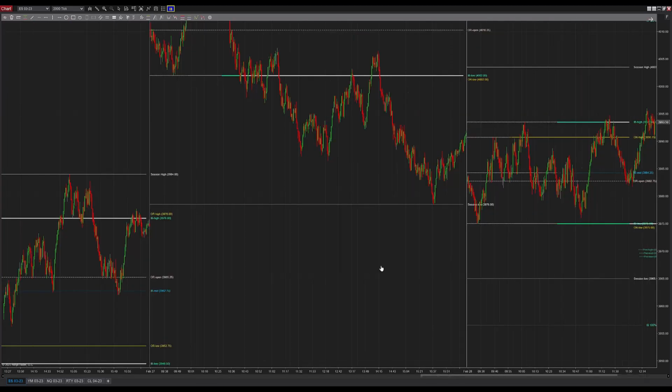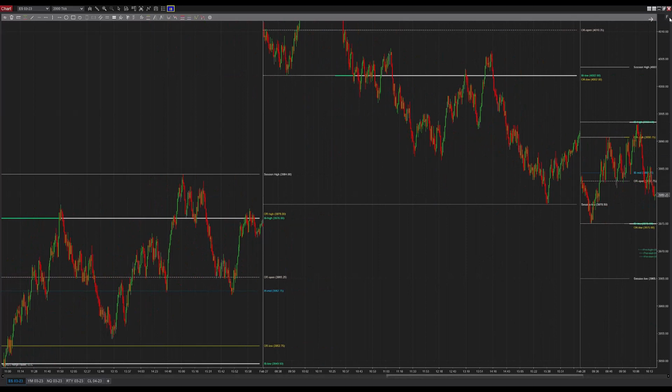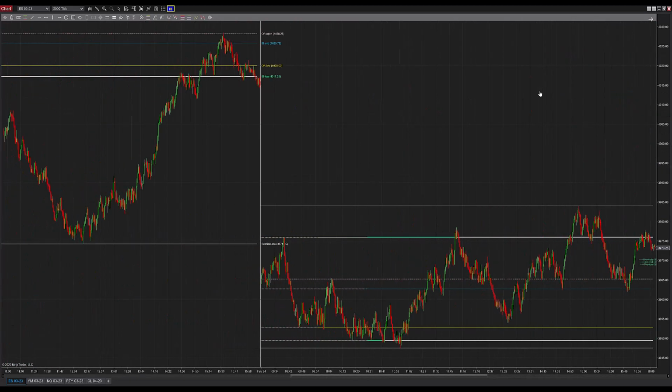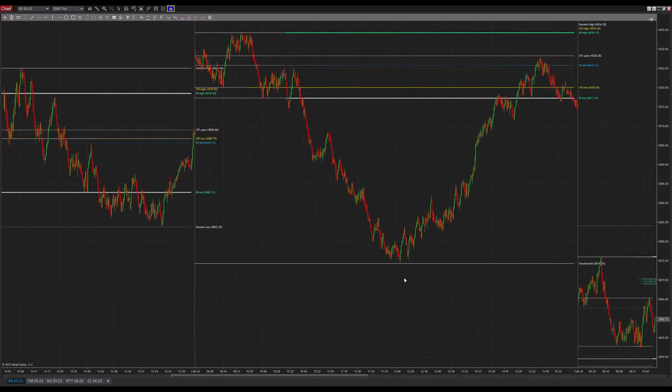When we have a big down day, let's see if I can find a good one. In the last 6 days, when we have a big, well, here's a pretty good ripper. Well, you guys remember this day.